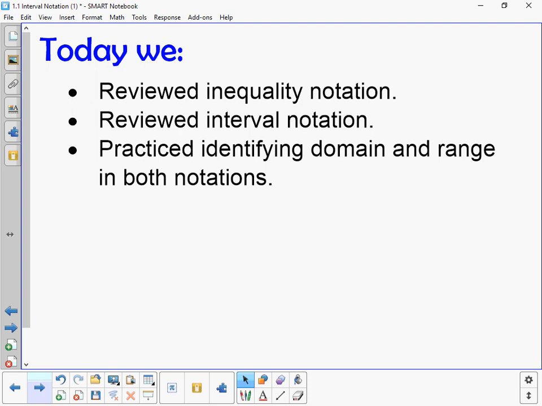So today we reviewed inequality notation and interval notation, and we practiced identifying domain and range of some functions in both notations.